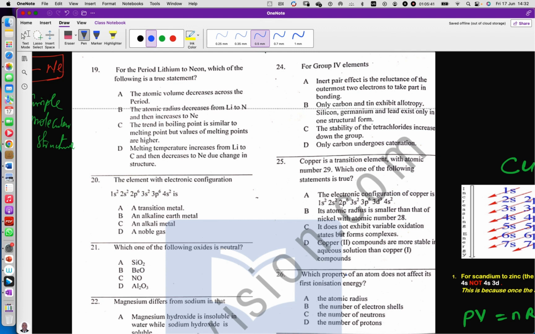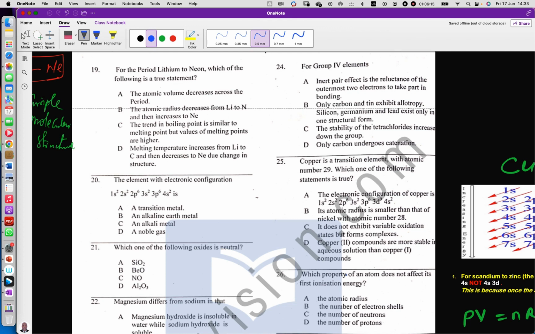Lithium, boron, carbon, nitrogen, and neon, something like that. Which of the following is a true statement regarding this period? A. The atomic volume decreases across the period. First of all, there's nothing like atomic volume. You can say atomic radius, not atomic volume. Atomic radius instead will be decreasing.